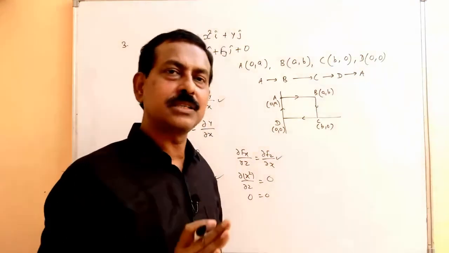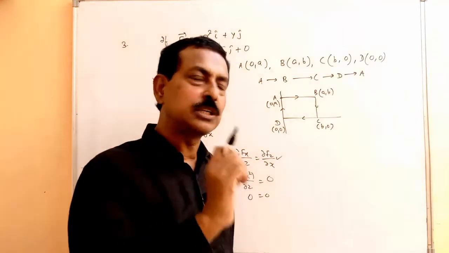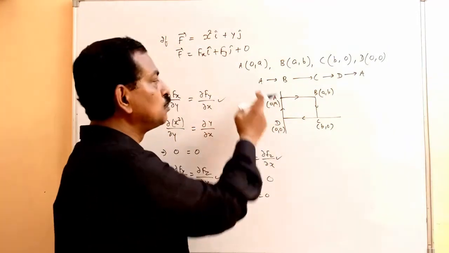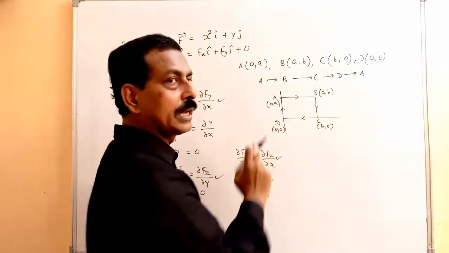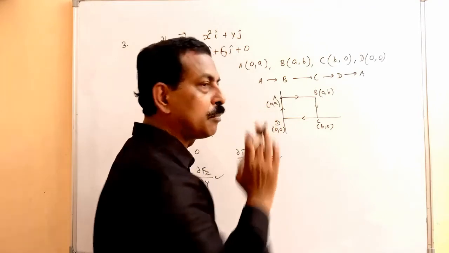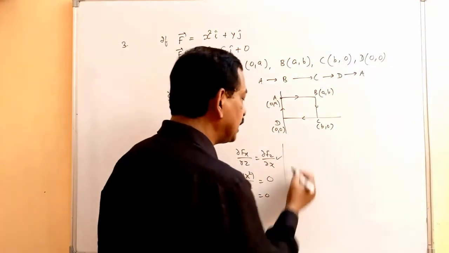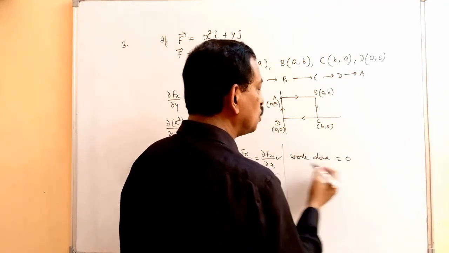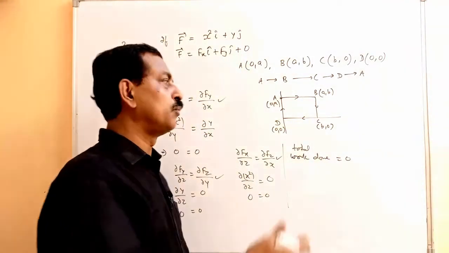If it is a conservative force, we know that work done by a conservative force in a closed path is 0. Here also it has moved from A to B, B to C, C to D, and then D to A. So it is a closed path. The point from where it started, it has come back to the same point. It is a conservative force, so the total work done in the closed path will be 0.